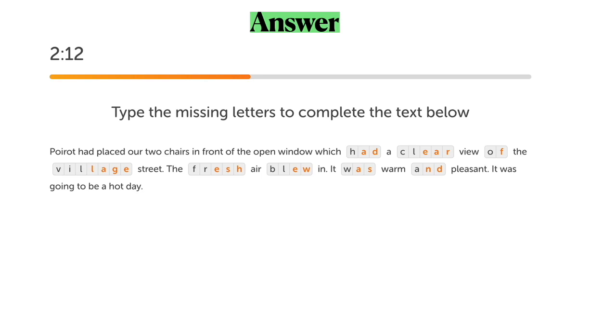The next blank is before a noun, so that's an adjective. We will put the fresh air. Blew in. Blew is the second form of the word blow. The next one is it was warm and pleasant. It was going to be a hot day. The whole paragraph is in the past tense since it's the part of a story.